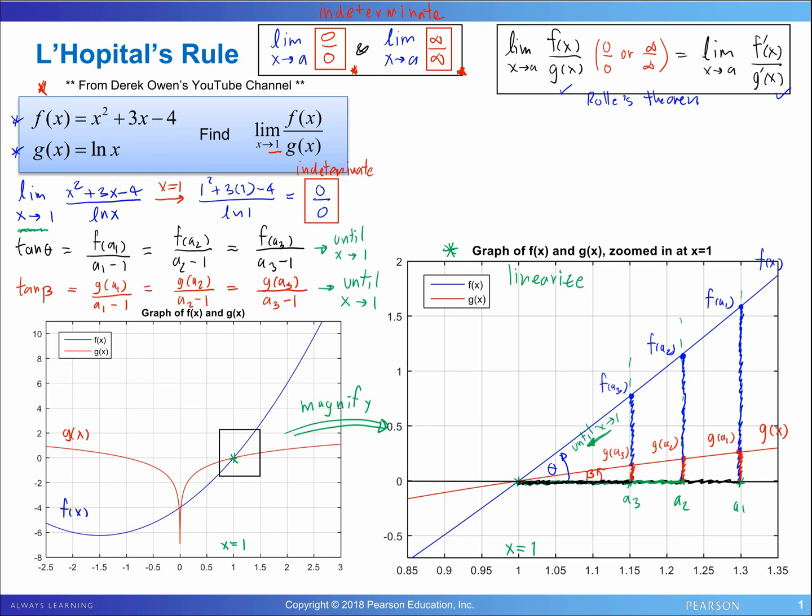Now, the reason that we went through all of this trouble is because we want to find the fraction between tan theta and tan beta. So, the division between tan theta and tan beta, divided right here. And it's going to be the same thing right here, division. Same thing here too, over here and over here, until x gets really, really close to 1. Let's put the result of this division on the right-hand side. We have tan theta divided by tan beta.